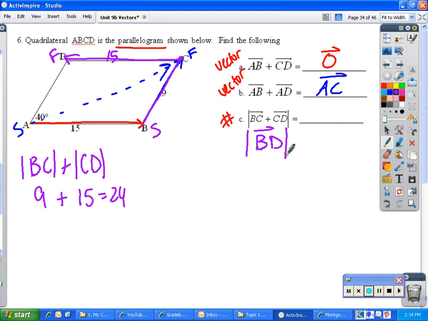So this question is really asking me, how long is vector BD? We want that. All right, we know that this side is 9, we know that this side is 15, and we know that this angle up here is 40 degrees because this angle down here is 40 degrees. And opposite angles in a parallelogram are congruent.